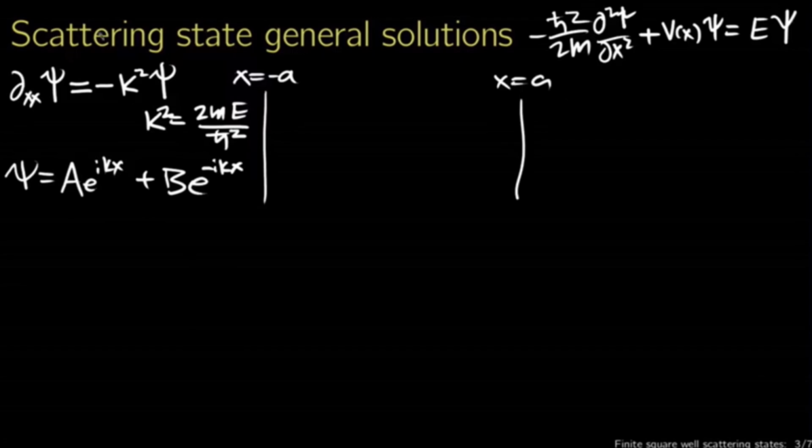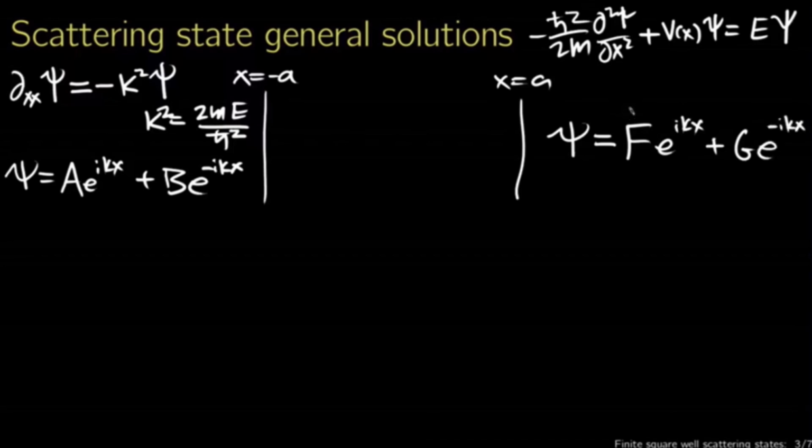That was for the region where x is less than -a. The region where x is greater than a is going to give us something very similar. It's going to give us an exactly identical Schrödinger equation, and exactly identical solutions, except we'll be working with slightly different constants. Our wave function psi is going to be given by, in this case I'll call it, F e^(ikx) plus G e^(-ikx).